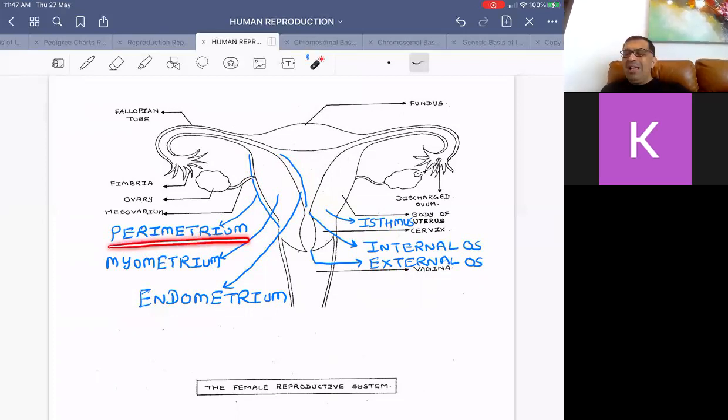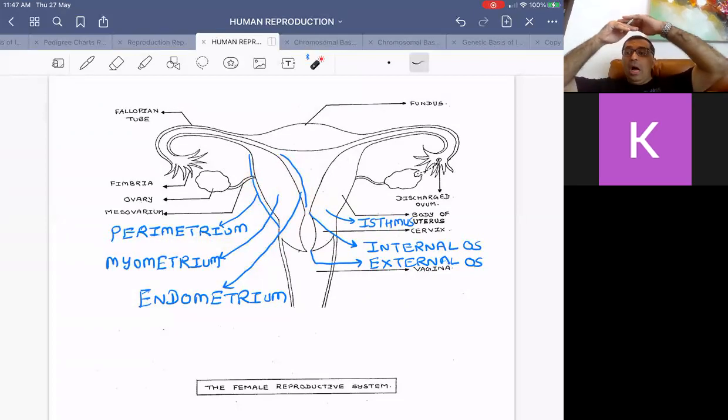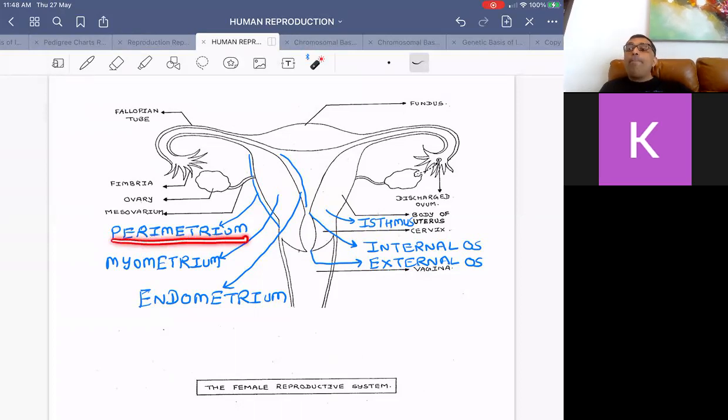Sir, why these specific layers? The perimetrium is sticky and serous. It will allow the uterus to expand without any friction. So in pregnancy when the uterus becomes big, it will come in contact with all the other organs of the abdominal cavity. तो यूट्रस और दूसरे ऑर्गन्स के बीच में फ्रिक्शन हो सकता है. Who will prevent that friction? The sticky layer called the perimetrium.